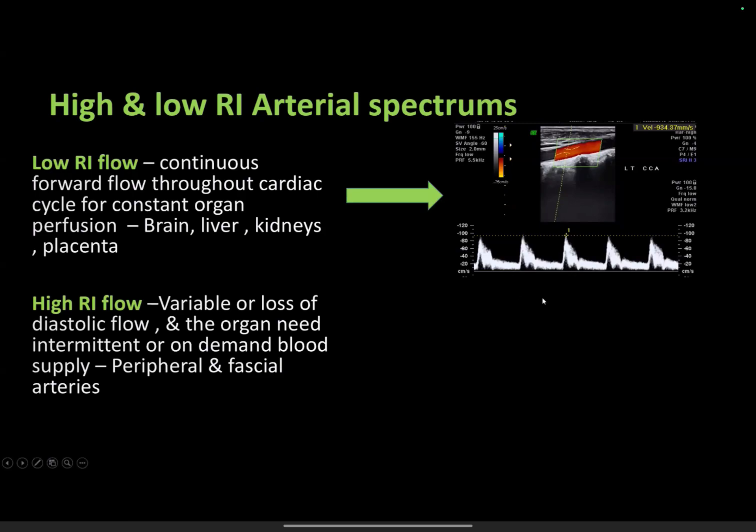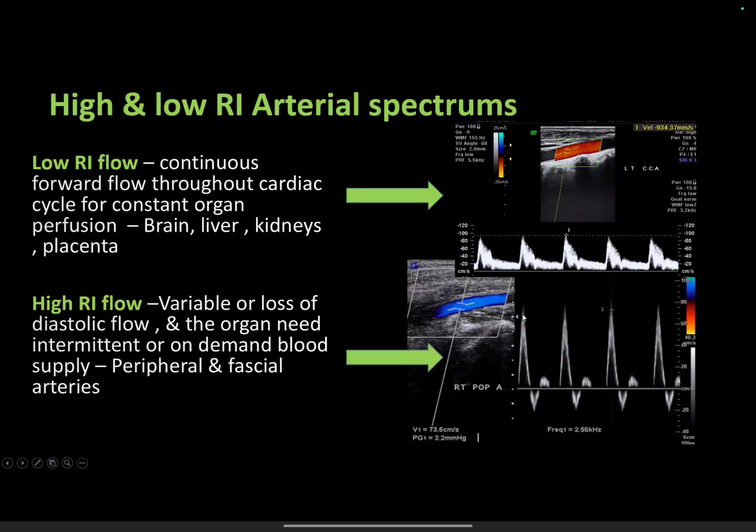throughout the cardiac cycle. Such arteries which are supplying important organs like brain, liver, kidneys, and placenta are low resistance arteries because there is demand of continuous forward flow throughout the cardiac cycle. Whereas where there is variable loss in the diastolic flow during the diastole, it is high resistance flow. So certain arteries like peripheral arteries of upper and lower limb supply the muscles at rest, needing less flow. So they produce a high resistance flow spectrum.